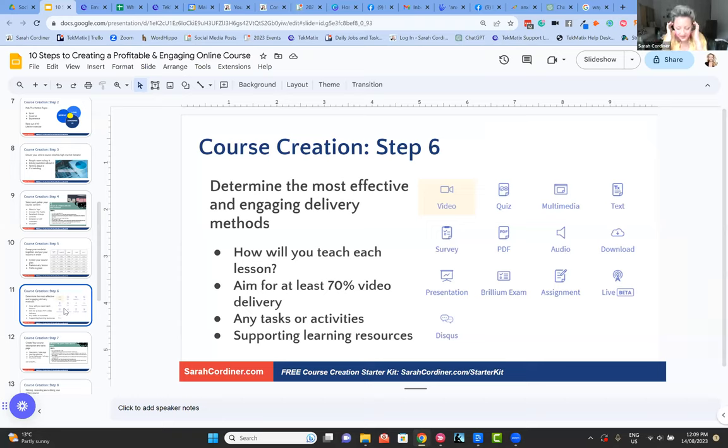Guys, a bunch of PDFs and downloads is not a course. It's a bunch of PDFs. If you signed up for a university degree and the university just sent you a bunch of PDFs, I think you'd be slightly annoyed. You could have just gone to the library, right? Courses have a facilitator. An education program is facilitated in some capacity by an expert. So at least 70% of your program should be delivered via video.